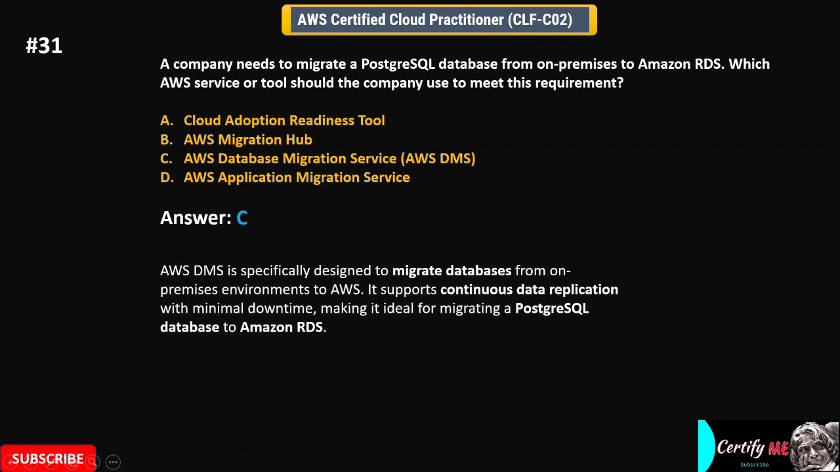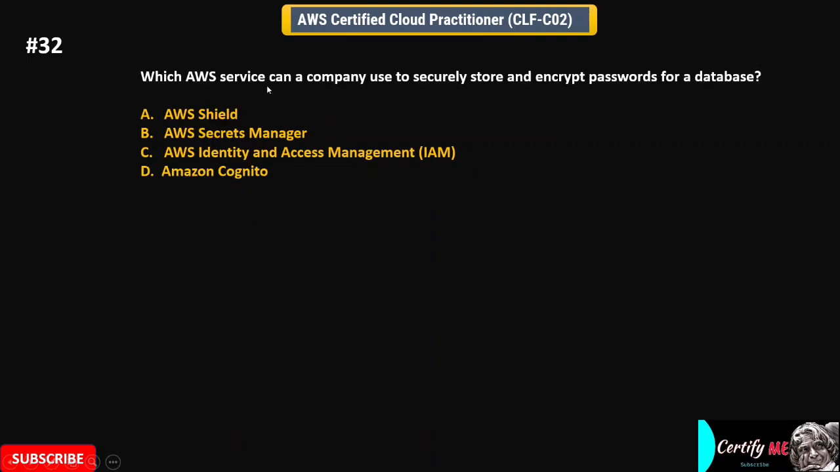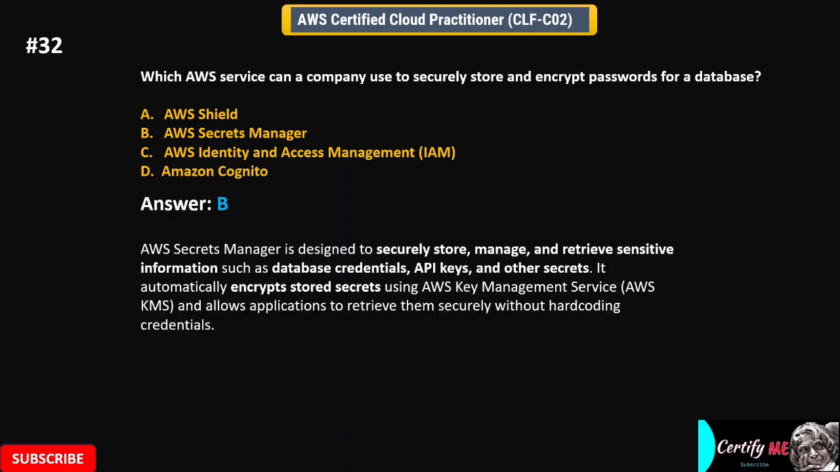Next one. Which AWS service can a company use to securely store and encrypt passwords for a database? Option A, AWS Shield. Option B, AWS Secrets Manager. Option C, AWS Identity and Access Management. Option D, Amazon Cognito. The correct answer is option B, AWS Secrets Manager.